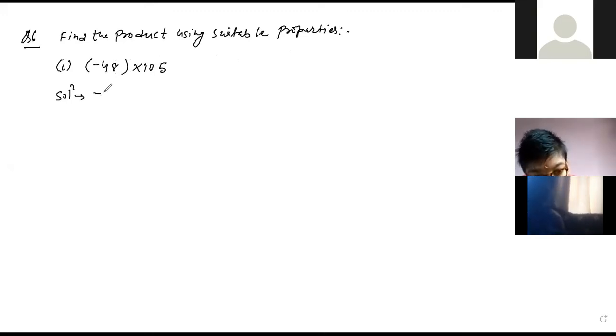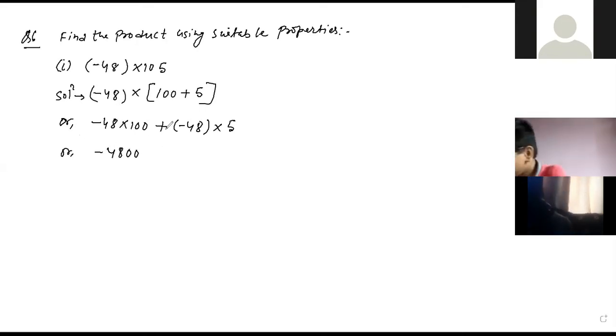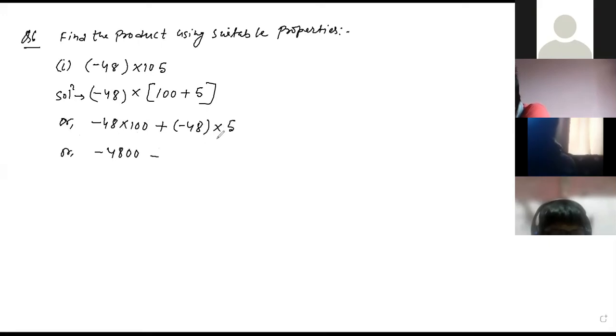So see here, minus 48. If we write this 105 as 100 plus 5, now this became which property? If I write minus 48 into 100, plus again minus 48 into 5, now tell me which property? Distributive property. So minus 4800, plus minus became minus. Now 48 into 5.